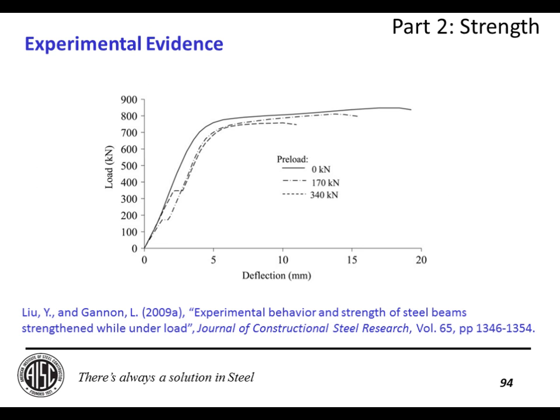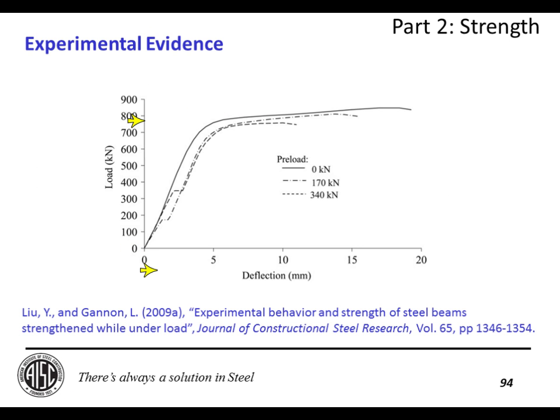This has been borne out in a lab test. Here is an example. For this particular case, this was a simply supported beam where they added on a reinforcing plate prior to adding any load, as well as after adding both 25 and 50% of the ultimate strength of the member as a preload prior to welding on their reinforcing. So the first test is here in a straight line where the member had the reinforcing added at no load, and then it was pushed all the way up to about 750 kilonewtons.